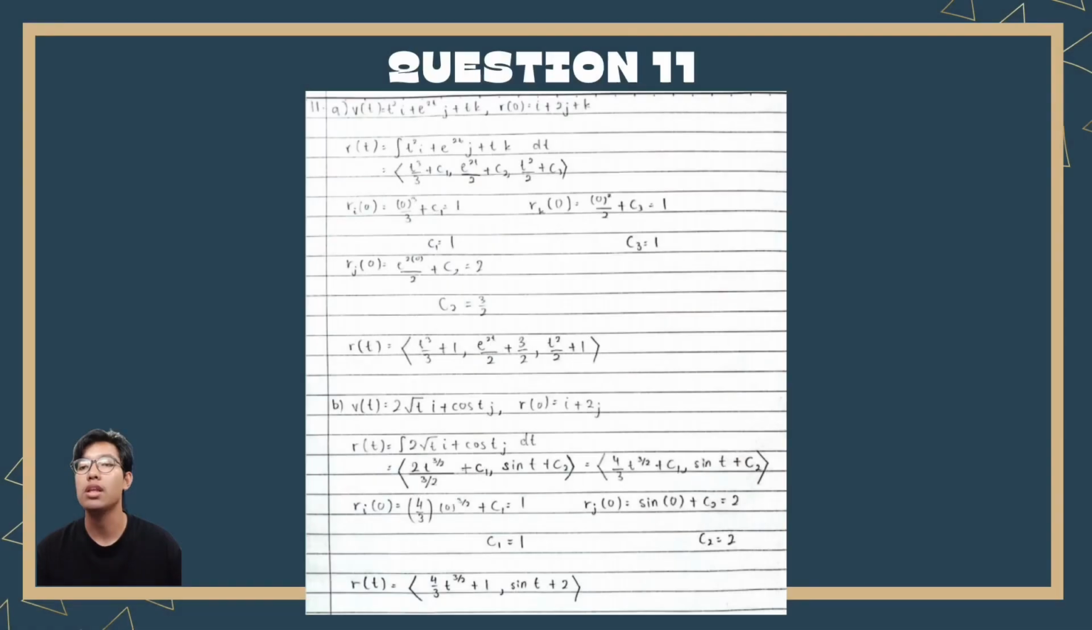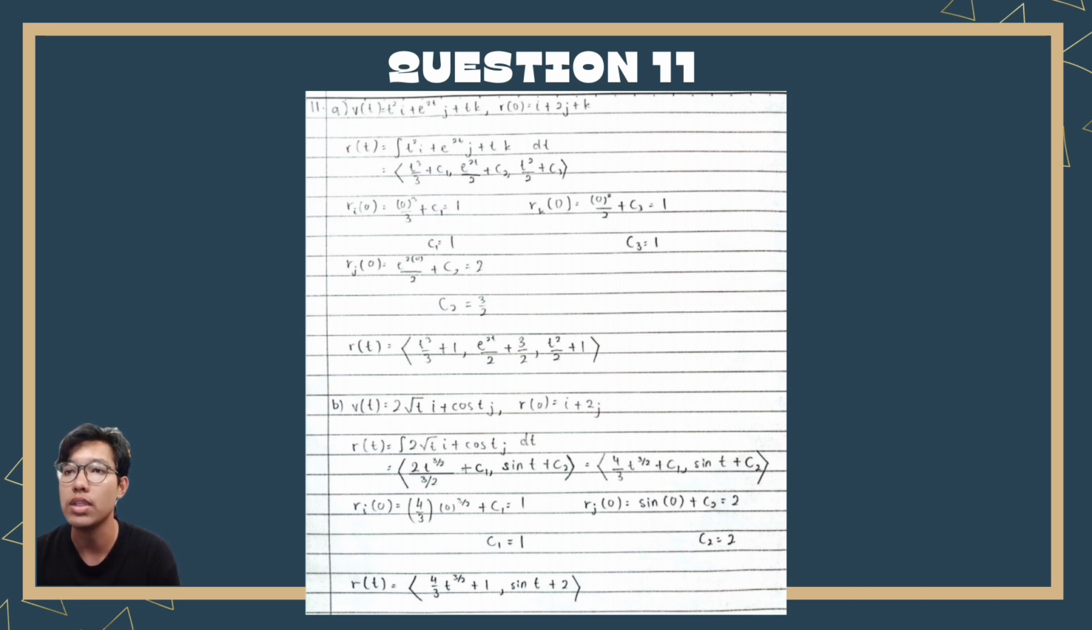For question 11a, to find the position vector from the velocity given, we will integrate v(t) and the answer will be t cubed over 3 plus c1, e to the power of 2t over 2 plus c2, t squared over 2 plus c3. After that, we need to compare the new value of r0 and the given value of r0. The final answer will be t cubed over 3 plus 1, e to the power of 2t over 2 plus 3 over 2, t squared over 2 plus 1.